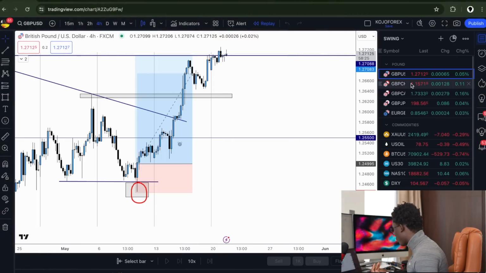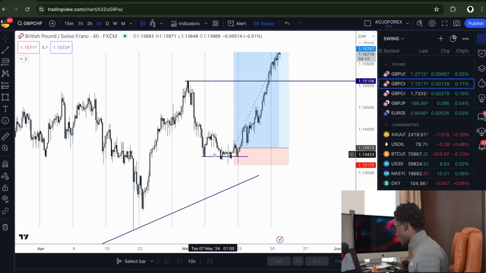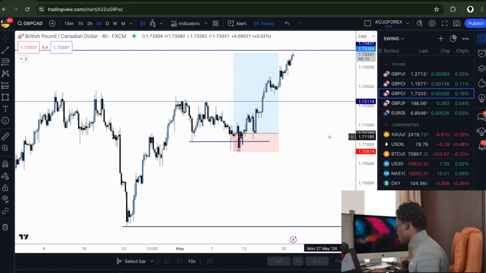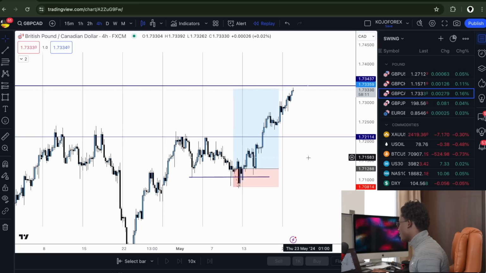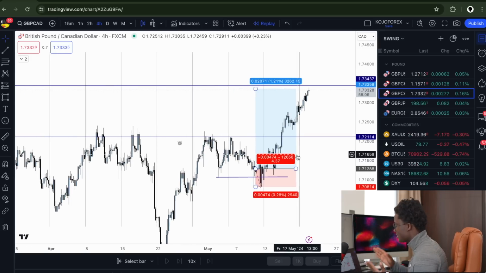The same logic was used on GBP CHF. You can see it also held off strongly in this range, and then the same logic was used on GBP CAD as well. You can see that it also held strongly on this range, and that was exactly how I took these entries and made this amazing profit.